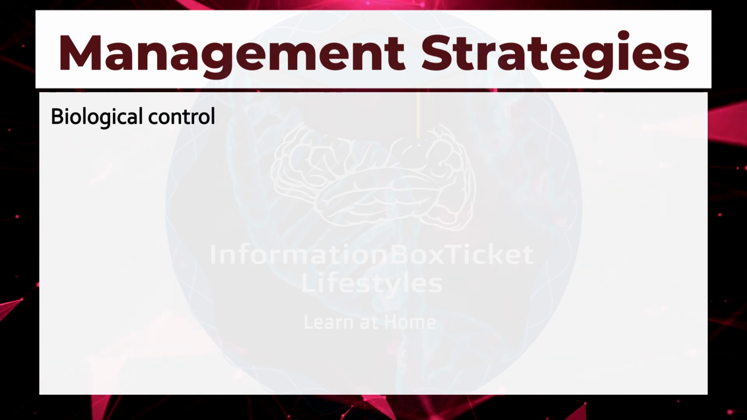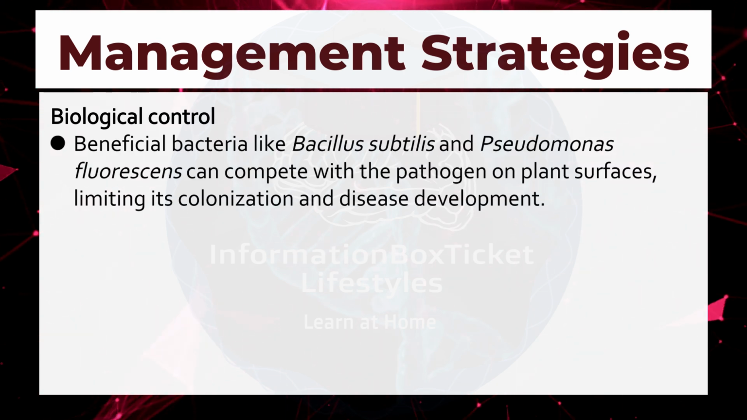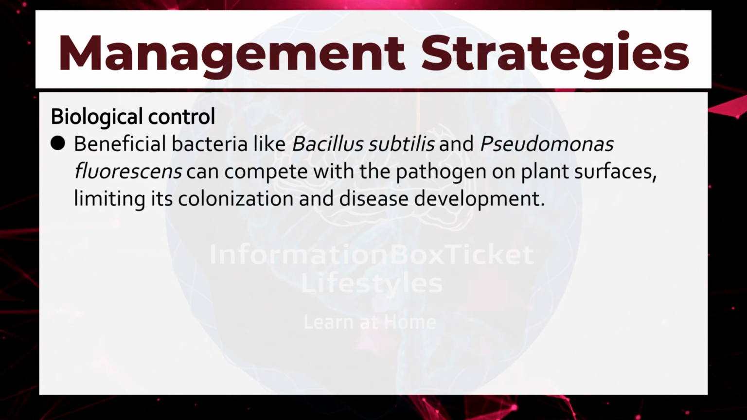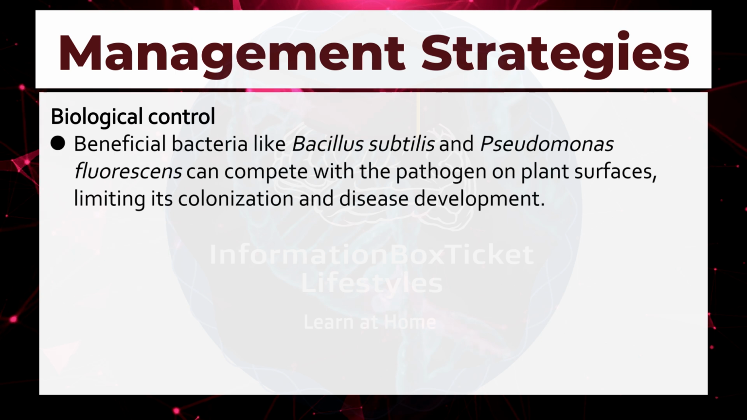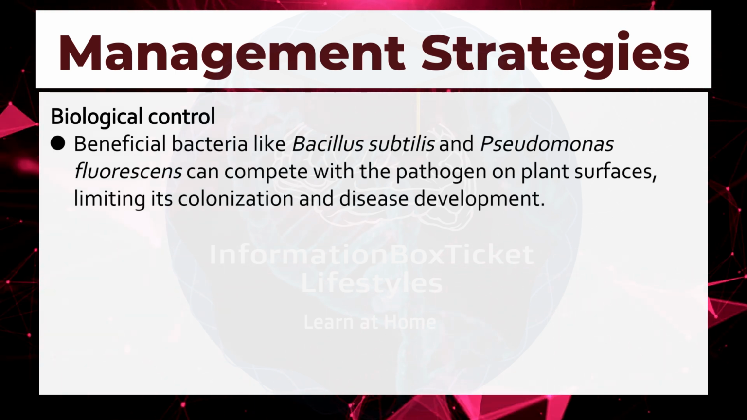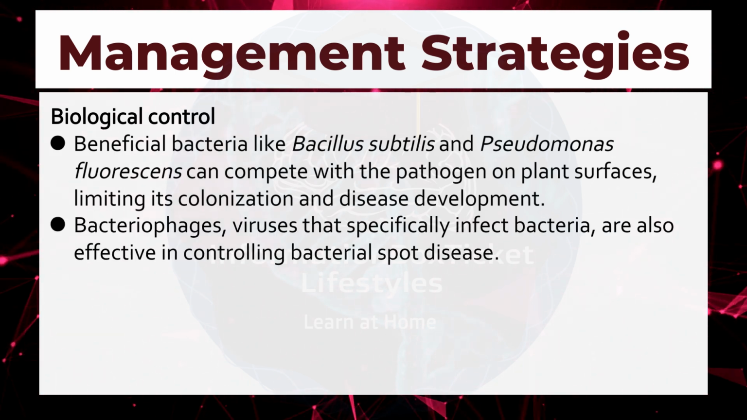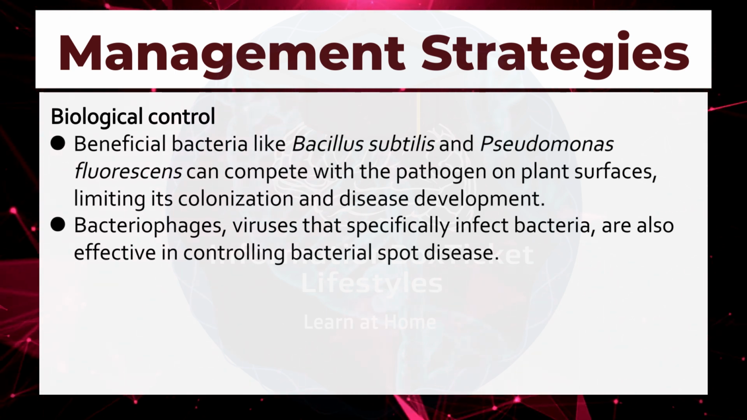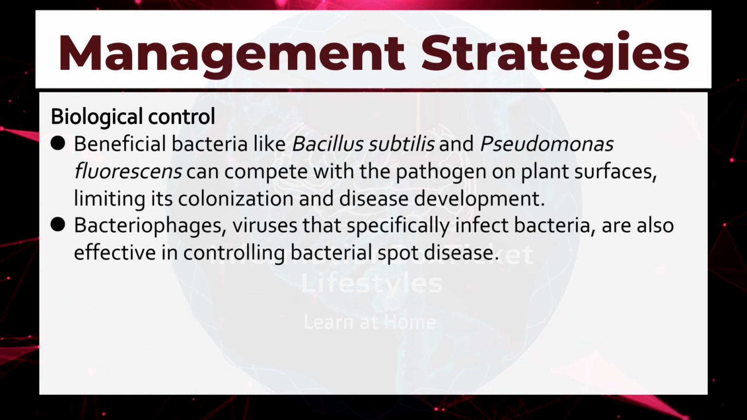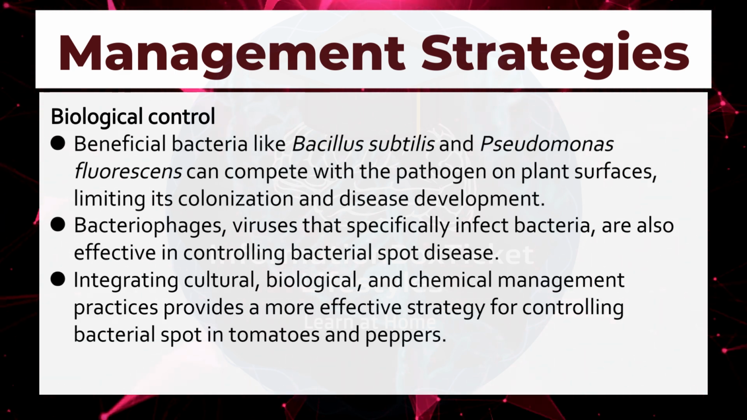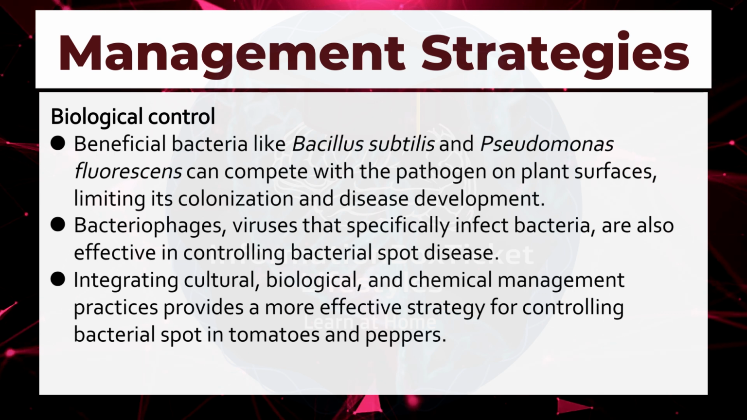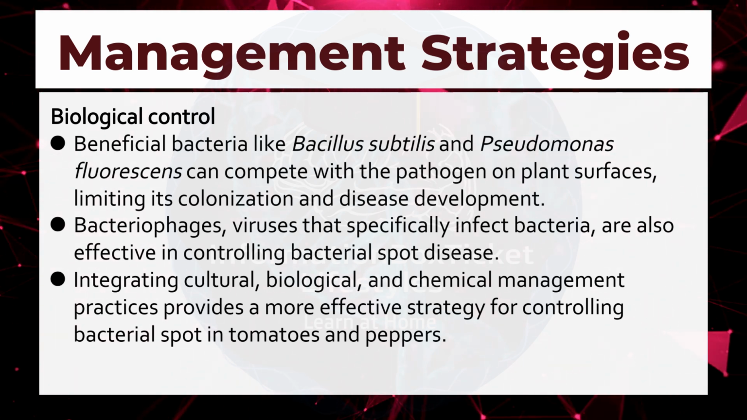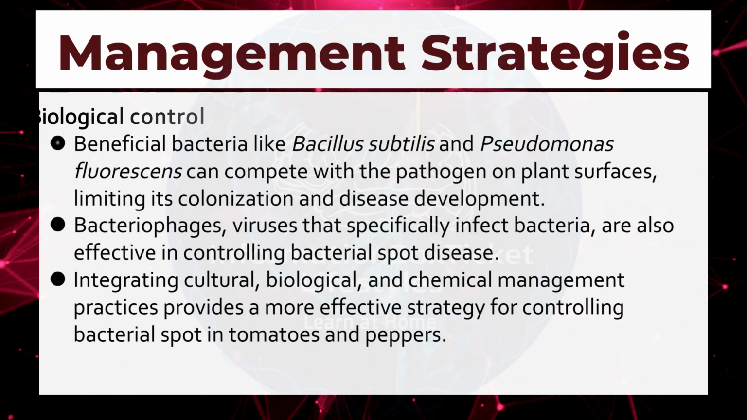Biological control. Beneficial bacteria like Bacillus subtilis and Pseudomonas fluorescens can compete with the pathogen on plant surfaces, limiting its colonization and disease development. Bacteriophages, viruses that specifically infect bacteria, are also effective in controlling bacterial spot disease. Integrating cultural, biological, and chemical management practices provides a more effective strategy for controlling bacterial spot in tomatoes and peppers.